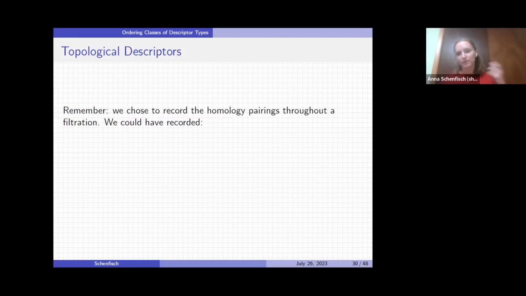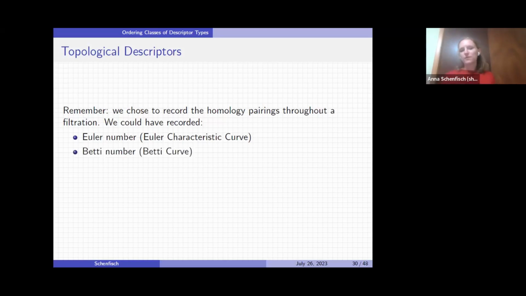We chose to record homology pairings. We didn't really need to. We could have chosen to record Euler numbers. A record of that throughout the filtration would have given us what's called an Euler characteristic curve, just a record of how the Euler number changes. We could have recorded the Betti numbers, and that would have given us the Betti curve, just a summary of how that changes.